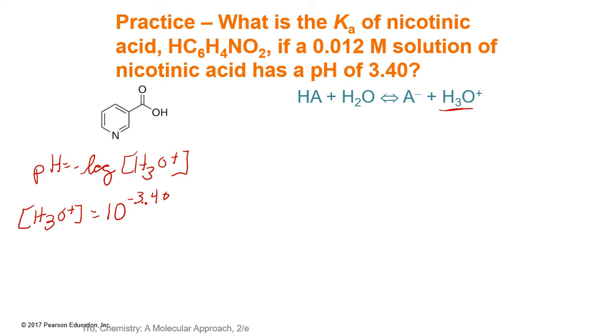So we find that if we take that value, we get 3.98. If we round that to significant figures, which we have 2, it's going to be 4.0 times 10 to the negative 4th for our H3O plus concentration.